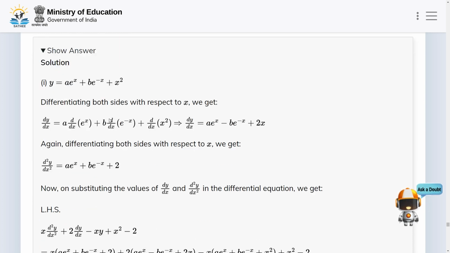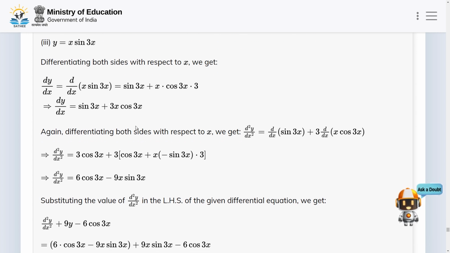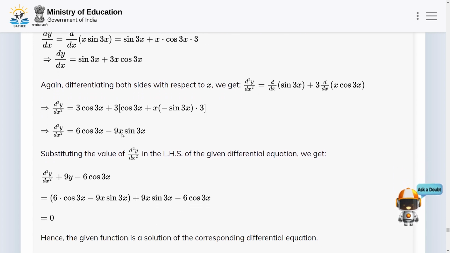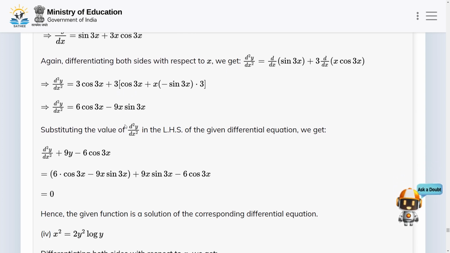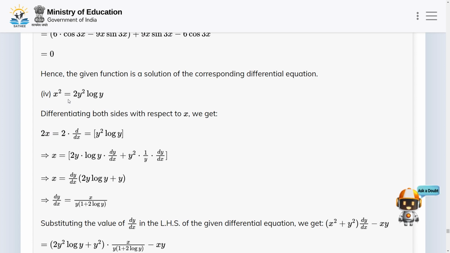Now differentiate it one time, you will have sin 3x plus 3x cos 3x. Now differentiate it again, you will have 6 cos 3x minus 9x sin 3x. I hope it is clear how we are differentiating. We are using the product rule, that's it. Now substitute this thing, here you will have it equals to 0. This means a solution.